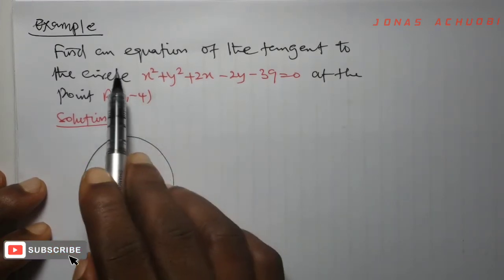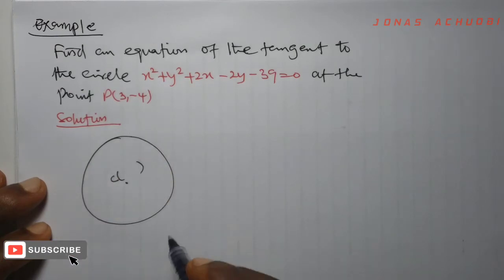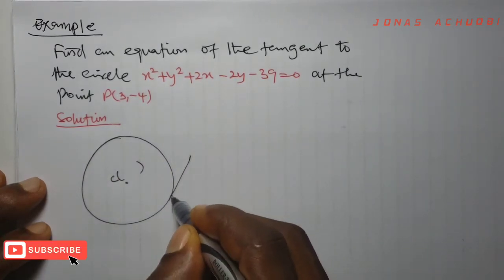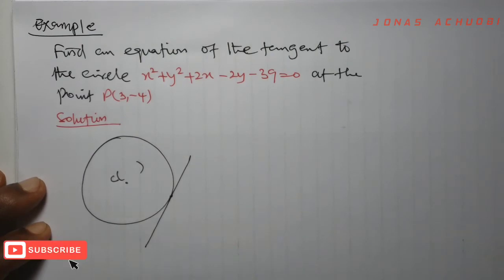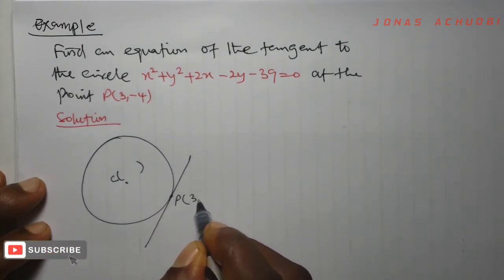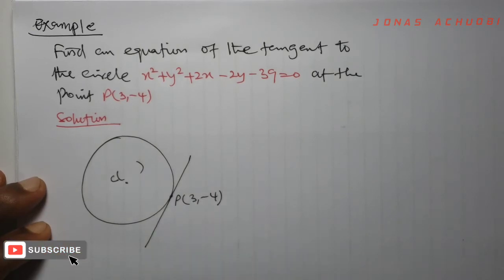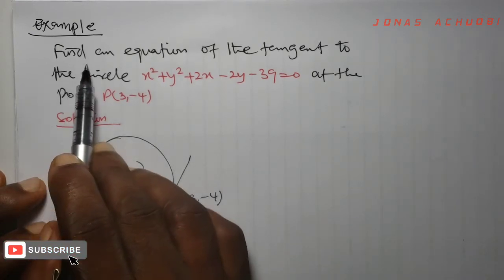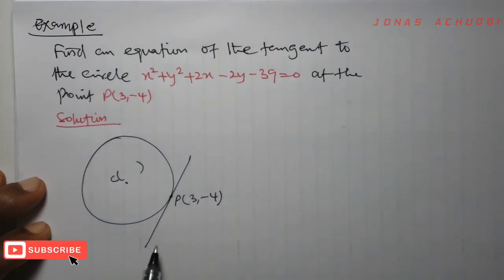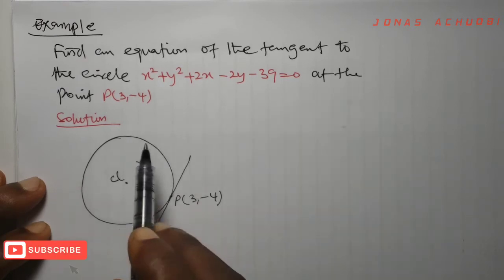The circle passes through the point, and there's a tangent to the circle. What is a tangent? A tangent is a line that touches the circle at just one point. The point of tangency is P, (3, negative 4). The question says, find an equation of this tangent. A tangent is nothing but a straight line to the circle.